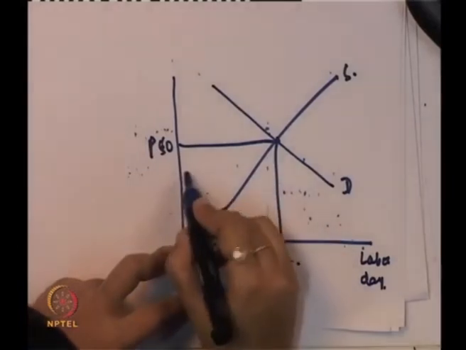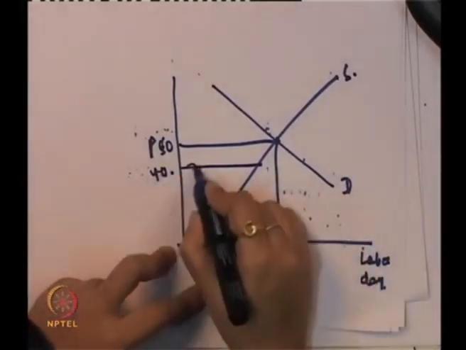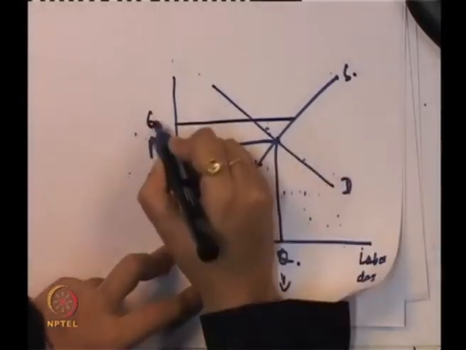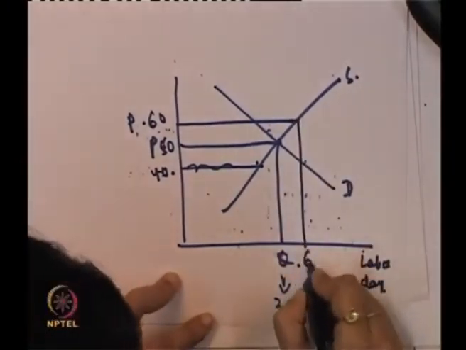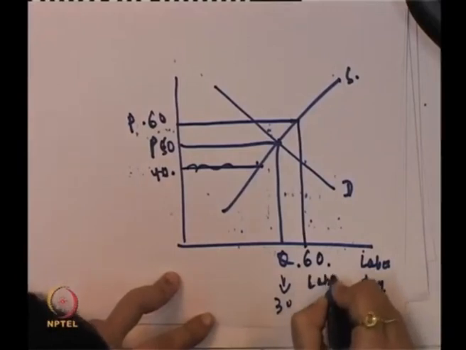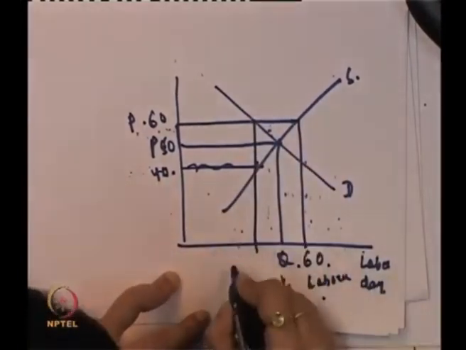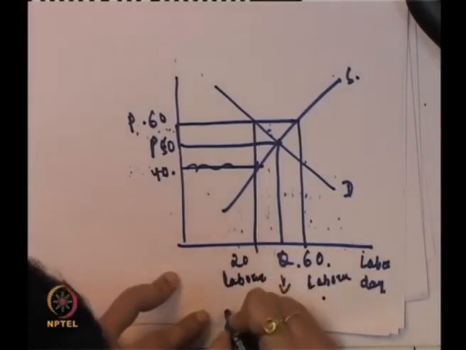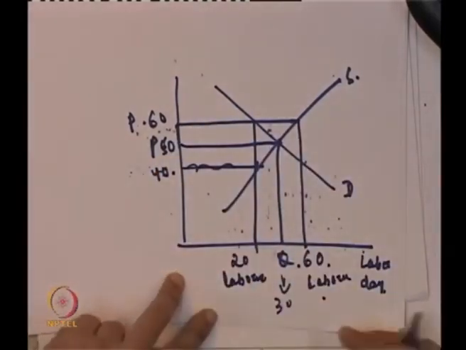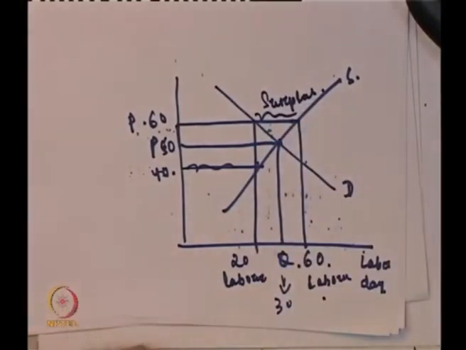Now, if the minimum wage is set at, just say, 60, which is higher than the equilibrium, what would be the outcome? The supply of labor would be more. Suppose 60 laborers are ready to work when the wage is 60, but the employer is ready to give employment to only 20 laborers when the minimum wage is fixed legally at 60. So, in this case what is the outcome? The outcome is surplus.